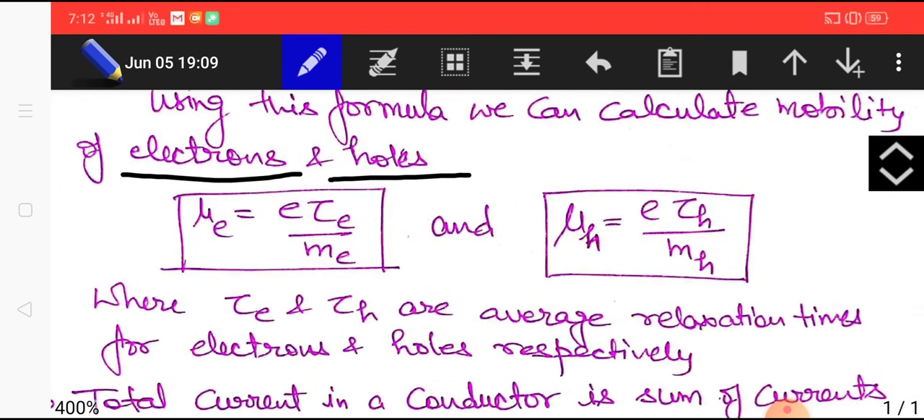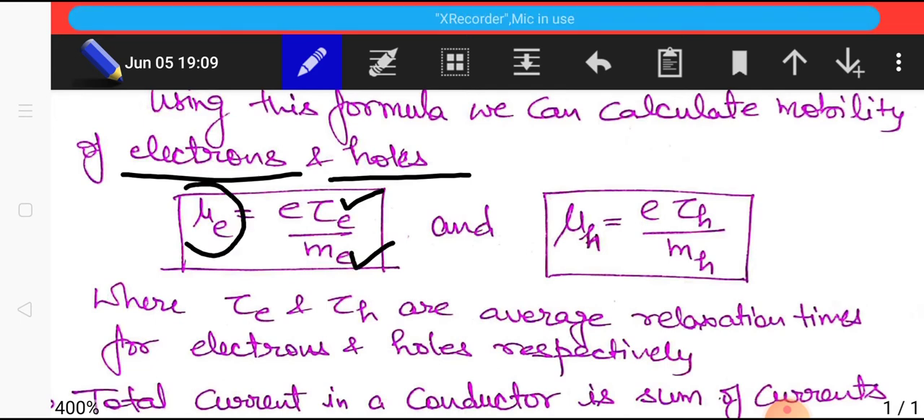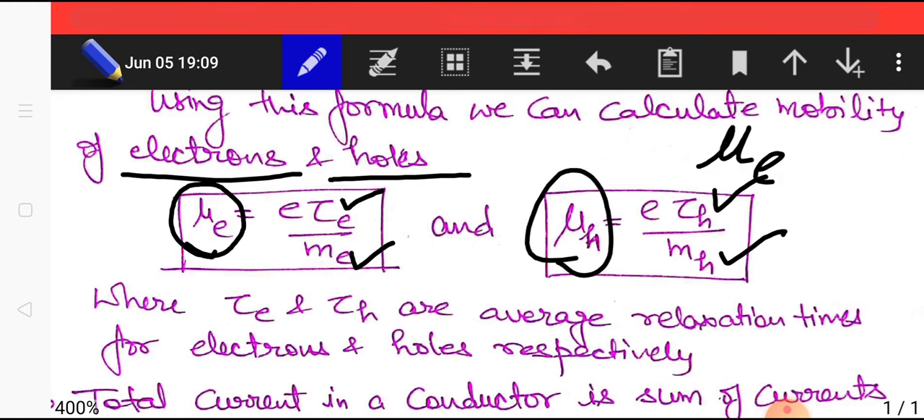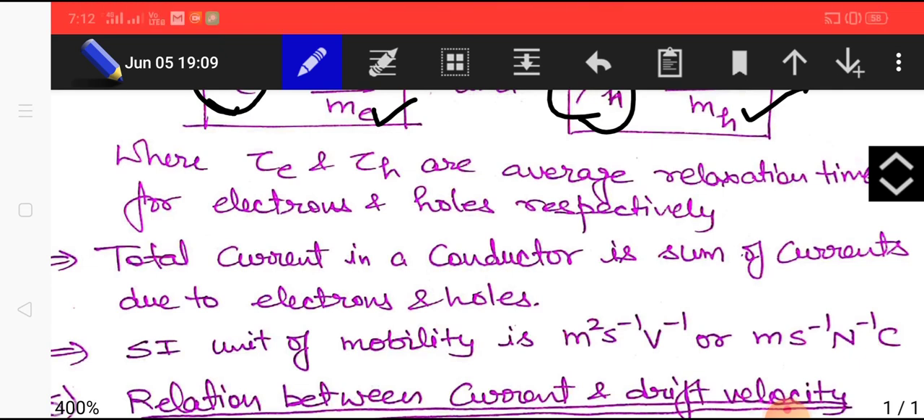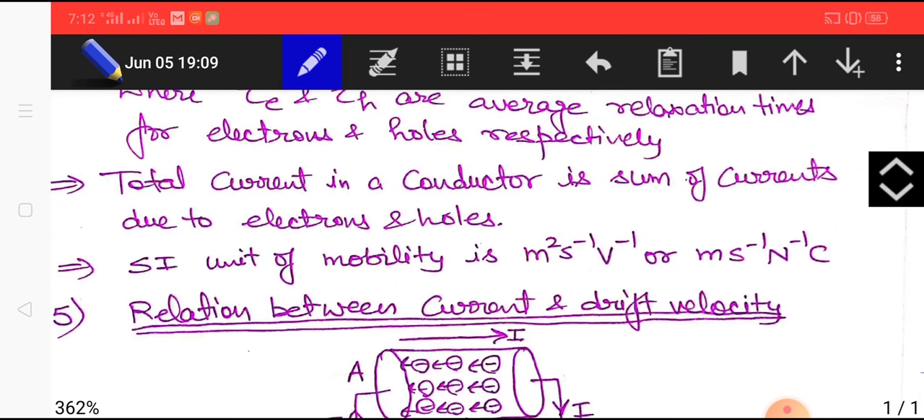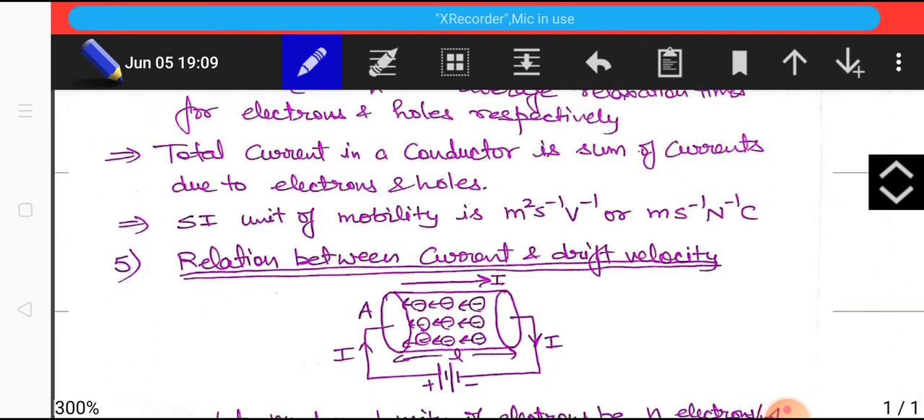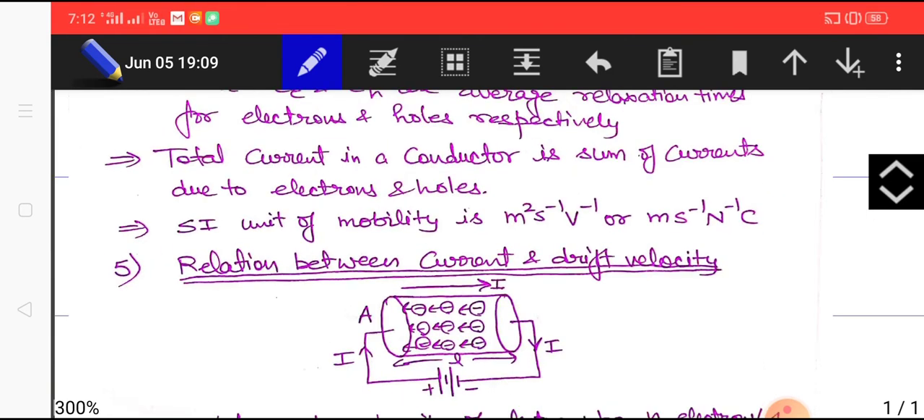If we put the value of relaxation time for electrons and the mass of electrons, this will give us the mobility of electrons. If we put the relaxation time for holes and the mass of hole, that is proton, then we'll get the mobility of holes in the conductor. I would like to tell you that the mobility of electrons is generally greater than the mobility of holes. That's why the devices which are based on electrons are much faster than devices which are based on holes. So p-type and n-type, you will study them later in your 12th unit in the semiconductor chapter.